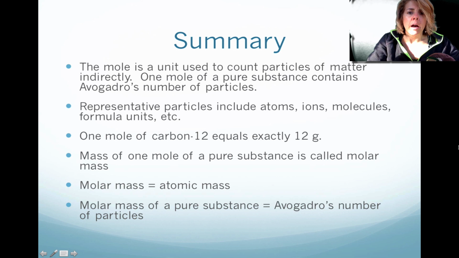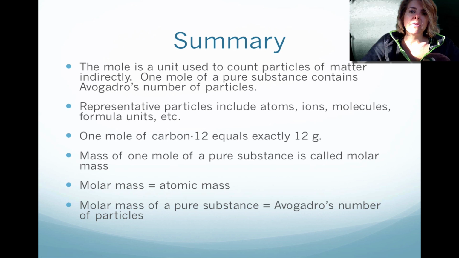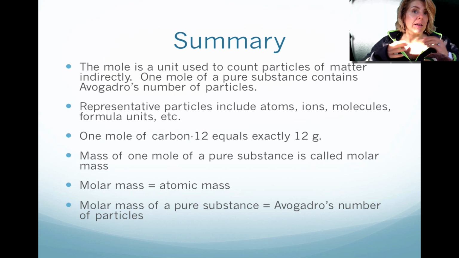So in summary, a mole is a unit that is used to count particles of matter, and it's an indirect method. Please note that if you have 1 mole of a substance, you have 6.02 times 10 to the 23rd particles. Particles could be atoms, it could be molecules, it could be formula units. When we're looking at moles, if we have the isotope carbon-12, we should have exactly 12 grams of that atom in 1 mole. Please note also that on the periodic table, underneath each element is what we call molar mass, and that is grams per mole as a unit.